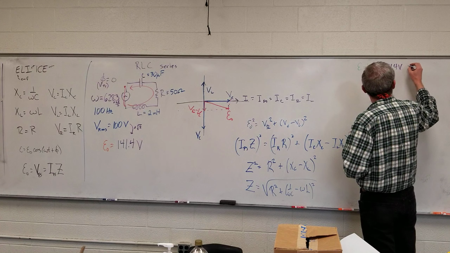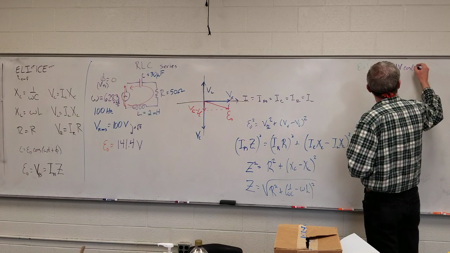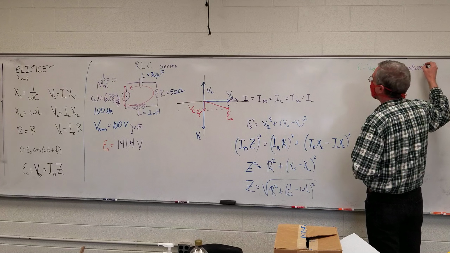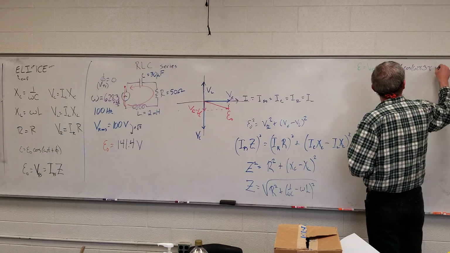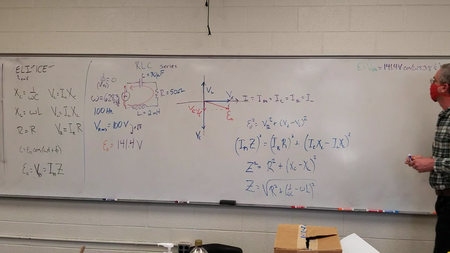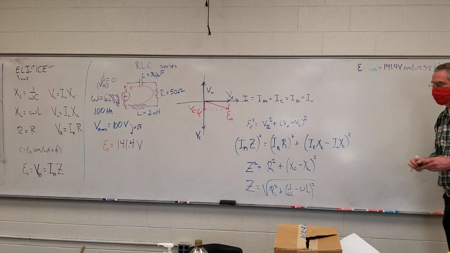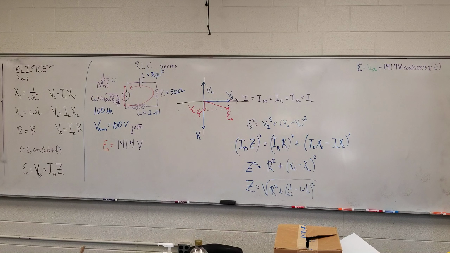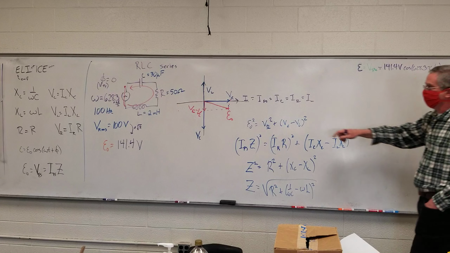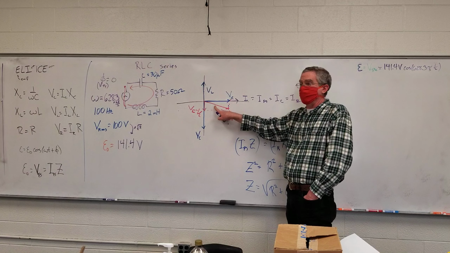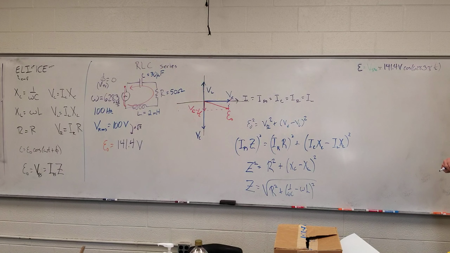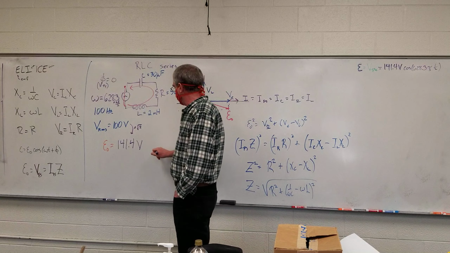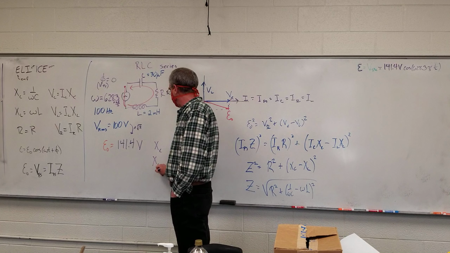141.4 volts cosine of 628.3 radians per second times t. So I now know how long this phasor is, whatever it is, it has to represent 141.4. Right, so as we're guiding you through this, what is the value of X sub C and X sub L?